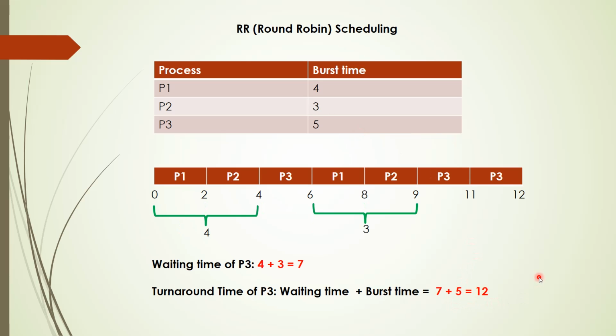Finally, the waiting time of P3 is waiting for P1 and P2 to complete, so this is 4 clock cycles, and P3 is again waiting for P1 and P2 to complete, which is 3, so 4 plus 3 is 7. So the waiting time for P3 is 7, and the turnaround time is 7, the waiting time, plus 5, the burst time. So this is 12. That's all for the round robin scheduling algorithm.